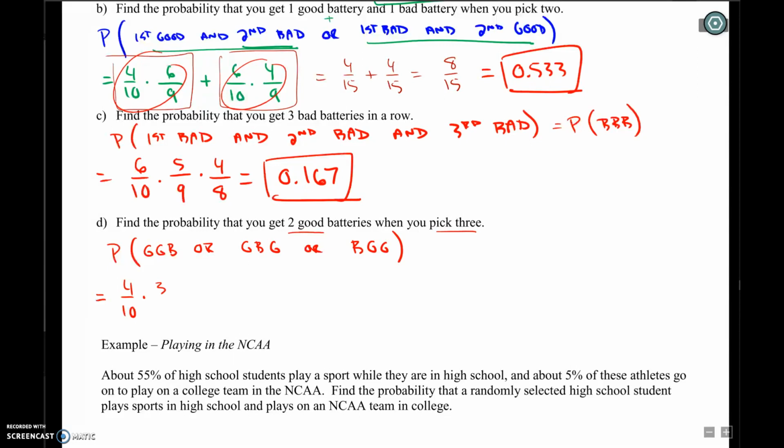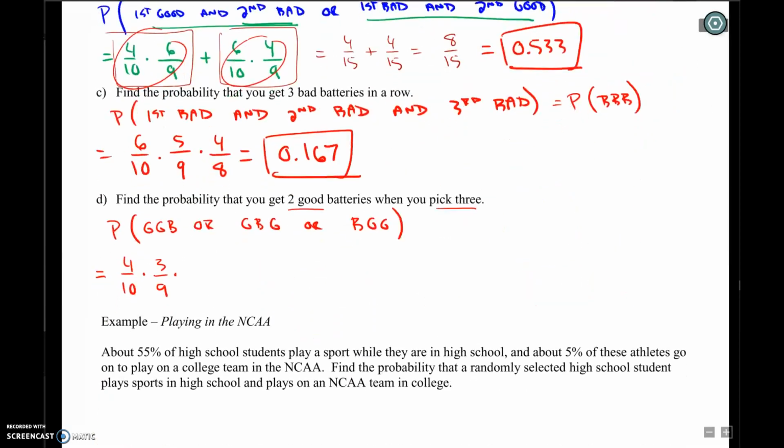So that's going to be 3 good ones left over, 9 total left over, times bad, there are 6. So the last one, there's still 6 bad, and now there's only 8 left in the drawer. Or, plus. Thankfully, these are all mutually exclusive. They can't happen together because they're different combinations. So this is the probability that the first one is good.